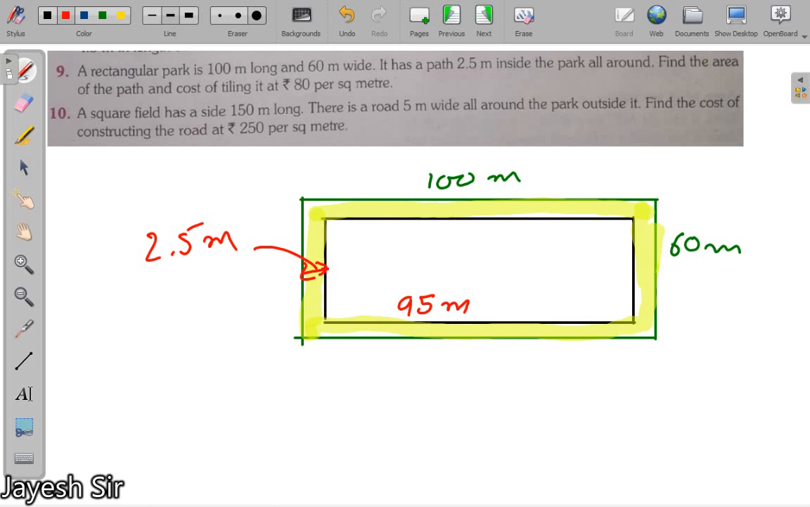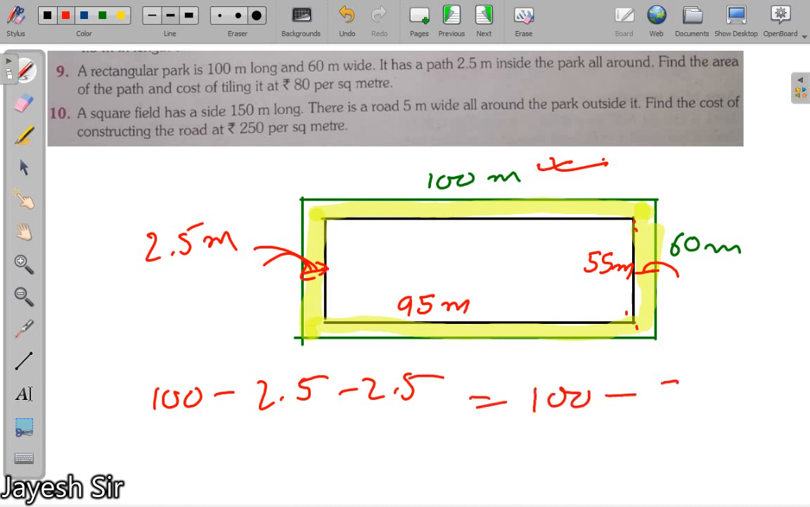Again, what is the length inside the park? Length inside the park will be 100 meters minus 2.5 meters here and 2.5 meters here, that will be 100 minus 5, that is 95 meters. And this length will be 60 minus 5, that is 55 meters. I guess you get it correctly. How will we determine 95? 95 is 100 minus 2.5 minus 2.5, that will be 100 minus 5. Similarly, we obtained 55 by subtracting 5 from 60.